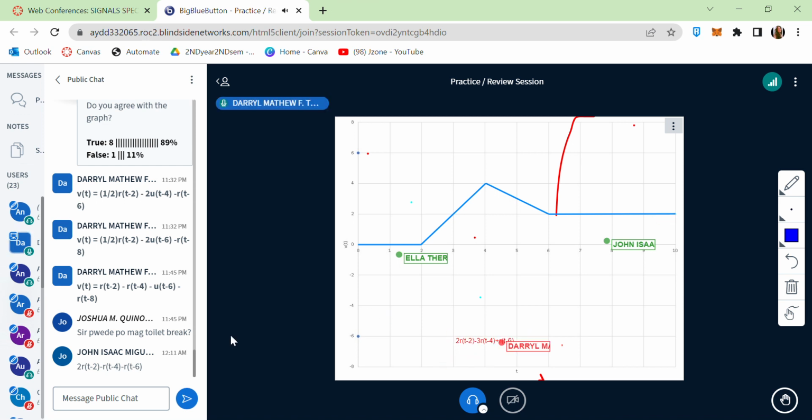So, would anyone need clarification bakit ito yung function natin? Nakakalito yung sa time. What do you mean?